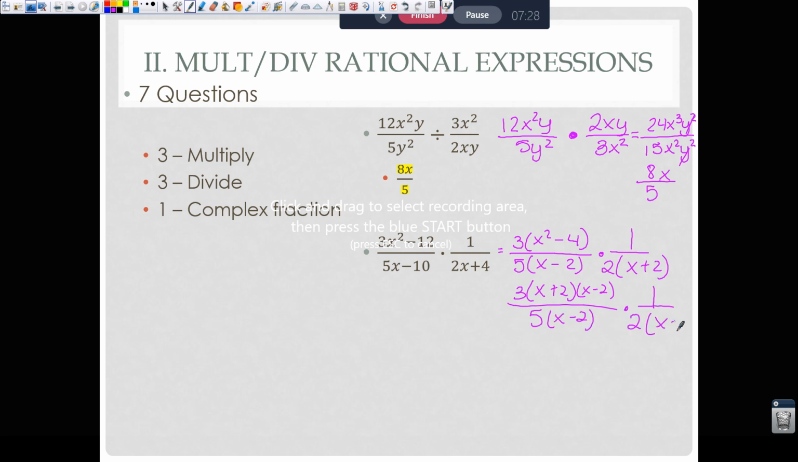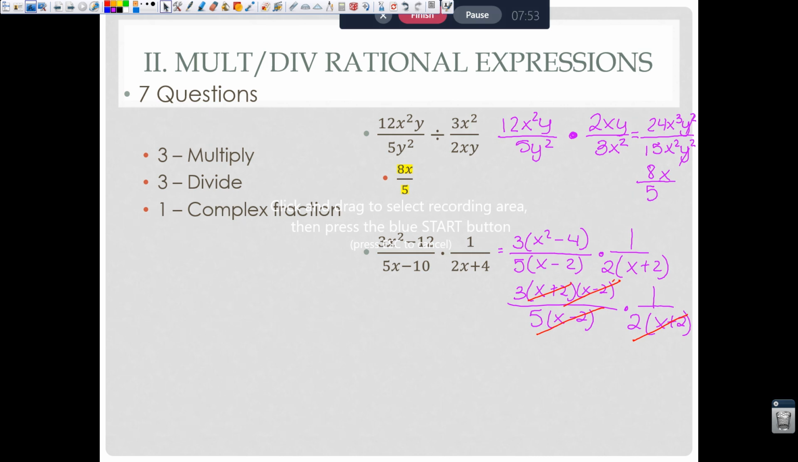Okay, now we're going to simplify. Anything that is the same on top and bottom, we can cancel out. So I have an x plus 2 and an x plus 2, an x minus 2 and an x minus 2. So I'm left with 3, 1, 5, and 2. So now I can multiply 3 times 1, which is 3, and 5 times 2, which is 10. So my answer is 3 over 10.